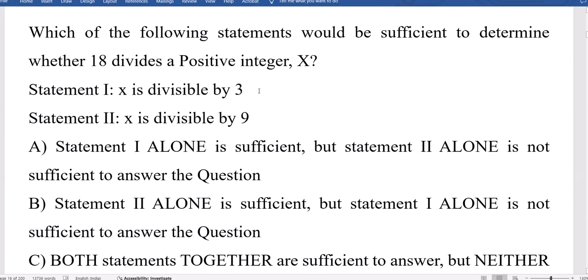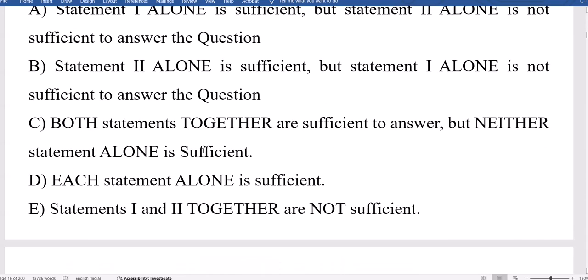Next, again, data sufficiency. Which of the following statements are required to decide whether the given number is divisible by 18 or not? Given positive integer X. Is statement 1 alone, statement 2 alone, or both statements together sufficient? Is the given number divisible by 18 or not? To answer that, is statement 1 sufficient, or statement 2 sufficient, or together sufficient, or together not sufficient?